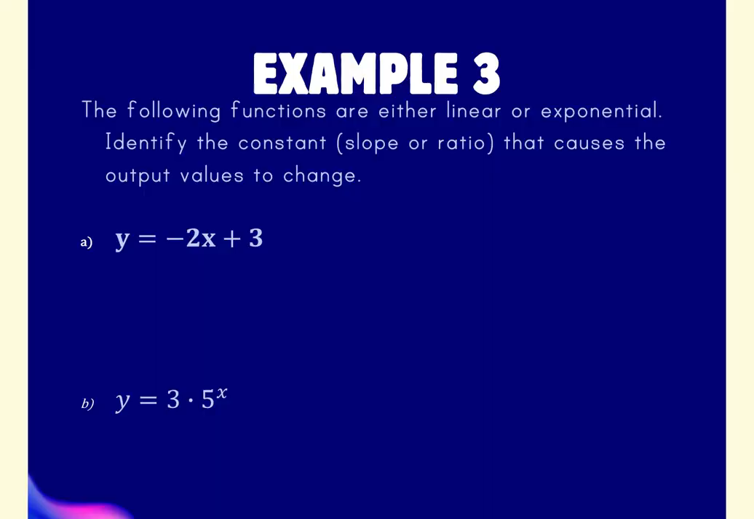All right, this one says the following functions, here we get easy, right? Hopefully we wake up a little bit. The following functions are either linear or exponential. Identify the constant, either slope or ratio, that causes the output values to change. Is A linear or exponential? Linear. And what is your constant, slope, or ratio? -2. The slope is -2.